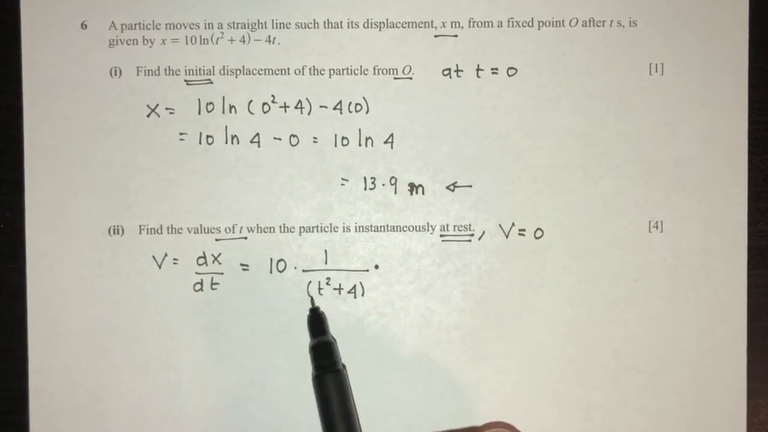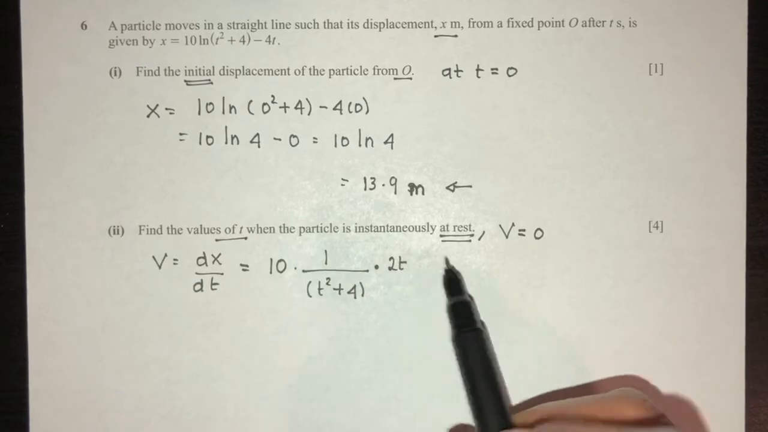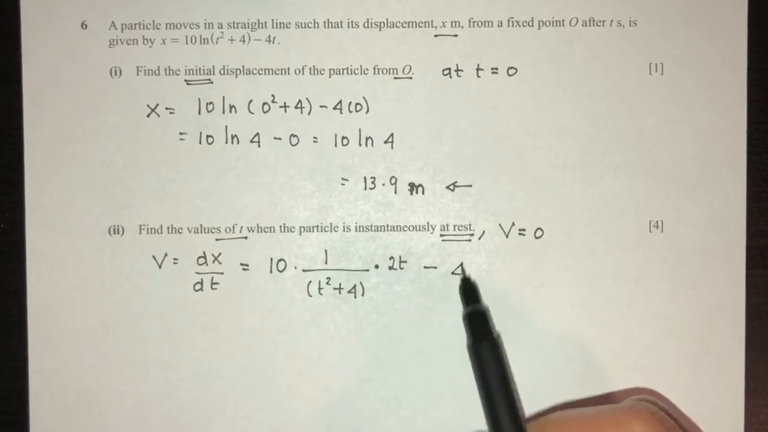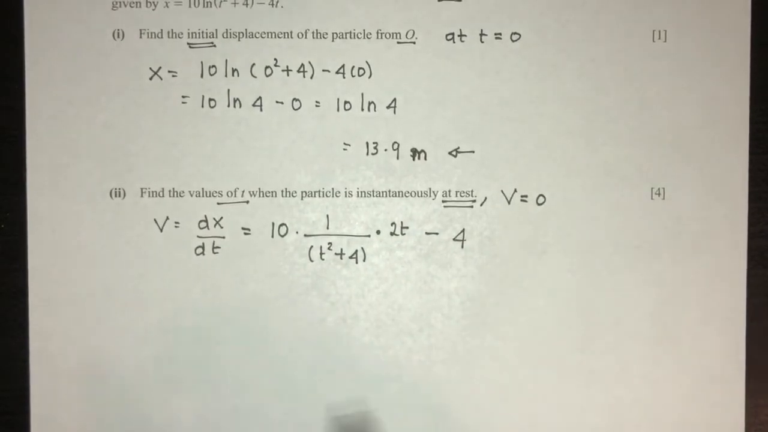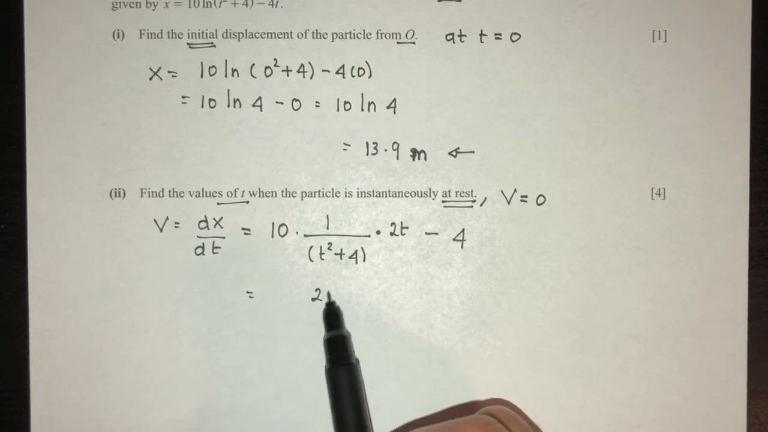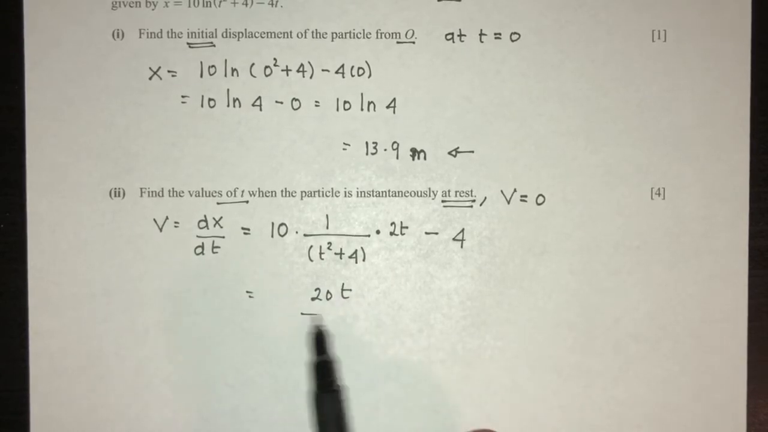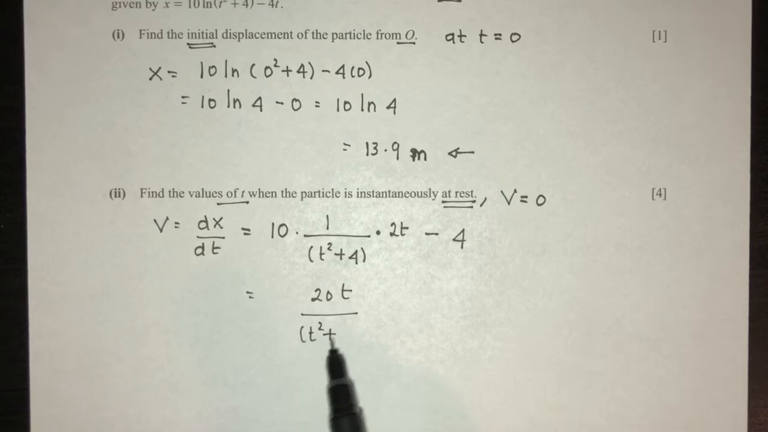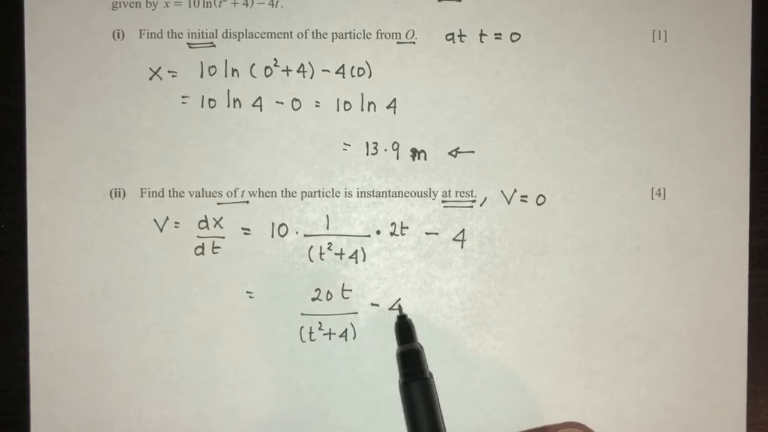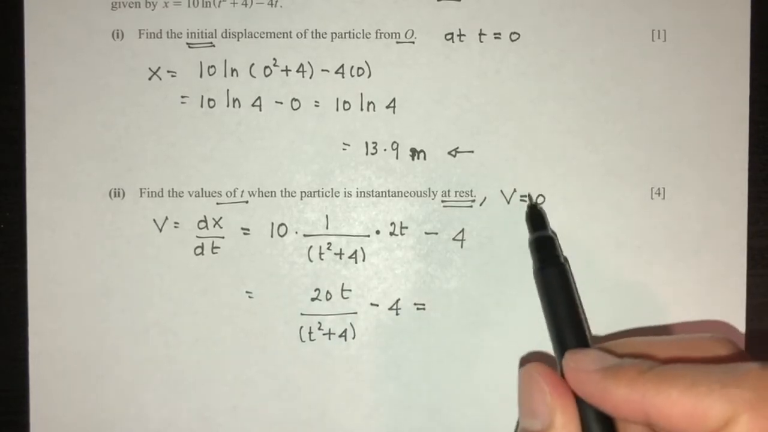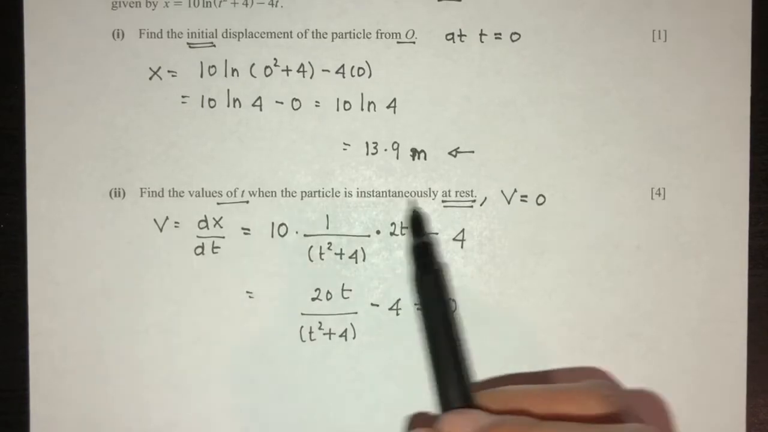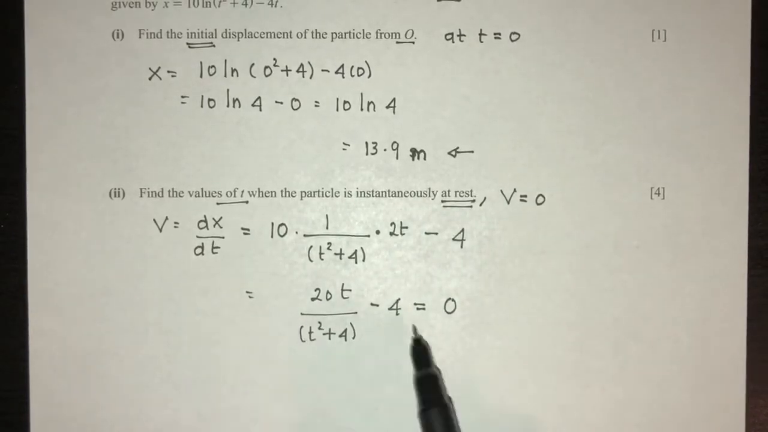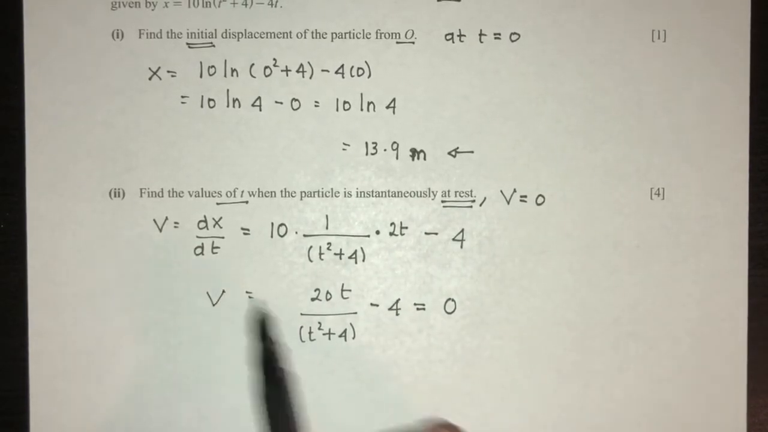You will get 2t plus 0, so that will be 2t. Minus 4t will be 4. Okay, so now we can simplify. You will have 20t over this minus 4 is equal to 0, right? Because we're trying to find at rest. So this becomes 0. This is v.